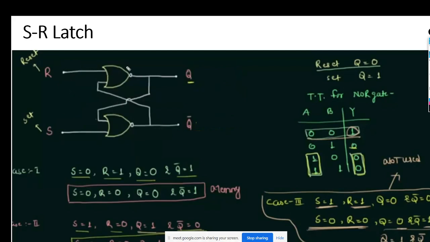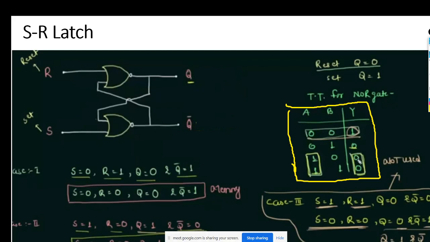Now you can see what we have is two NOR gates. So let's first look at the truth table for the NOR gate. So that is what you have here. Because it's a NOR gate, not an OR gate. If it is an OR gate, when both are 0, the output is 0, otherwise 1. But because this is the NOR gate, when both are 0, the output is 1, otherwise 0.